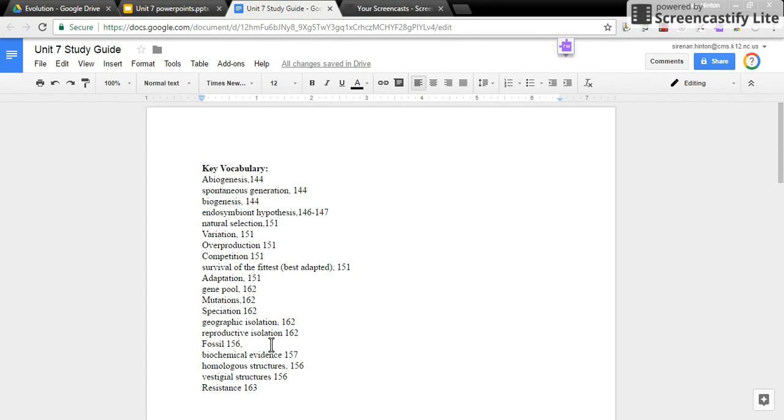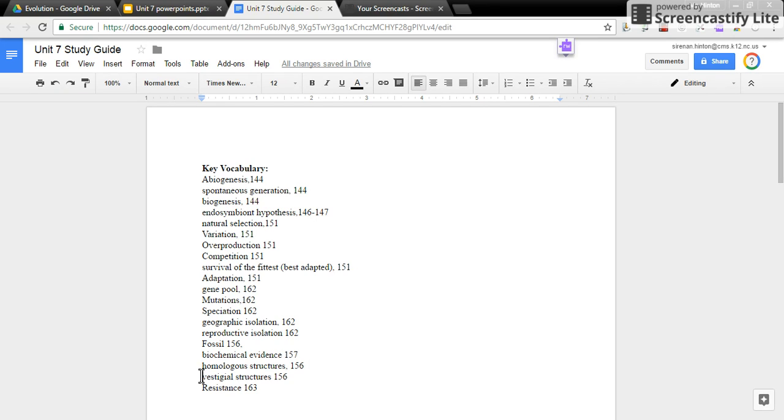Fossils we know are remains that are left in the ground. They are the remains of animals or organisms that once lived. Biochemical evidence is like a DNA fingerprint. It's using DNA or proteins and amino acids to compare organisms, to see how closely related they are. Homologous structures, homo means same, so we're looking for similar features or same looking features with different functions.